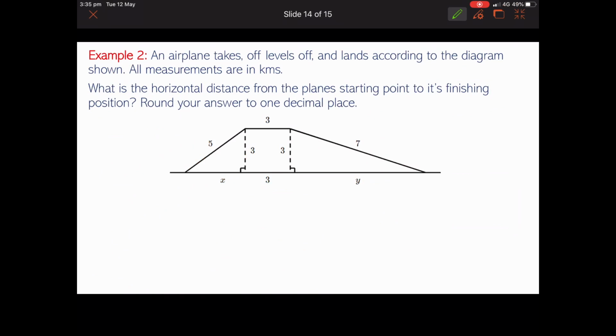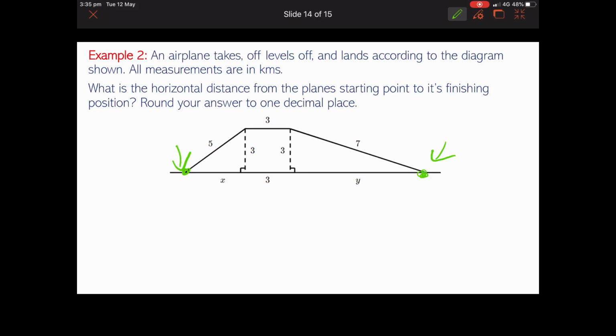So in this example, we've got an aeroplane taking off. It's going up, it's levelling out, and then it goes back down, it lands. So this is its starting point and this is the ending point. We want to know the horizontal distance from the plane's starting point to the finishing position, and we need to round our answer to 1 decimal place.